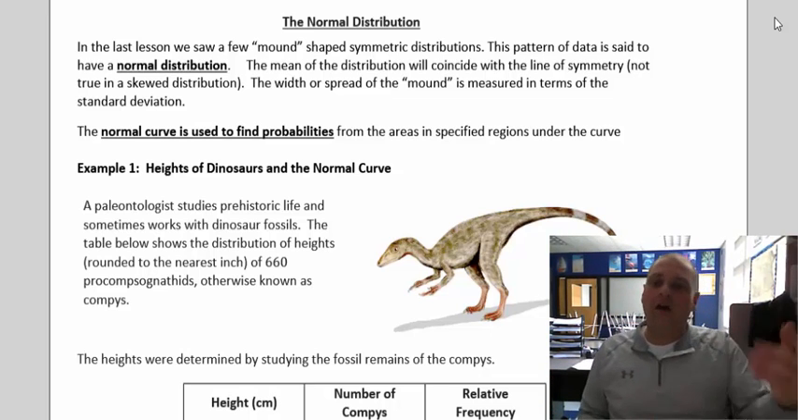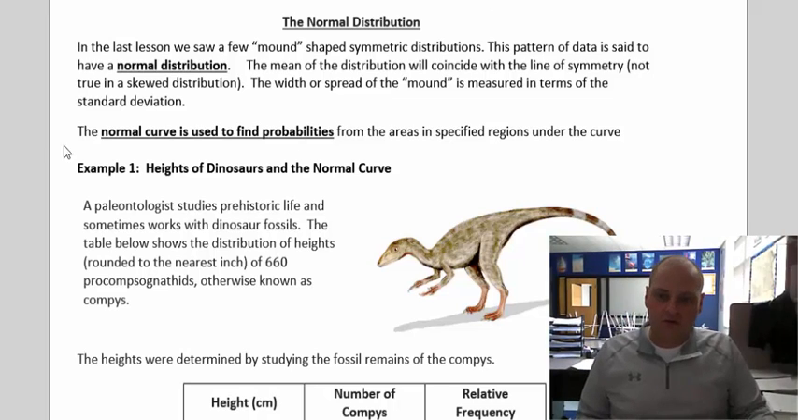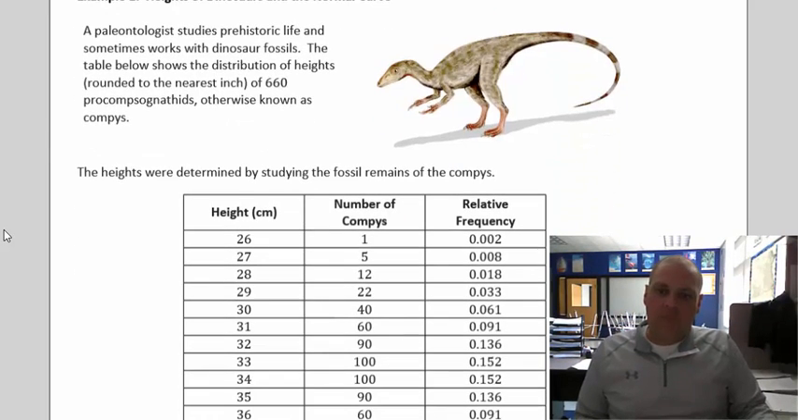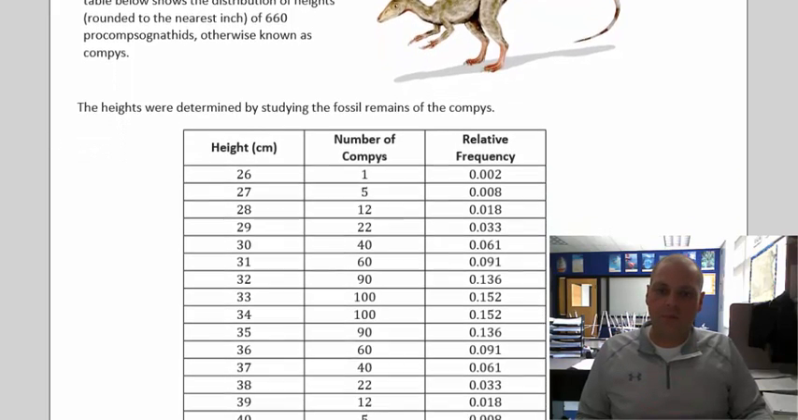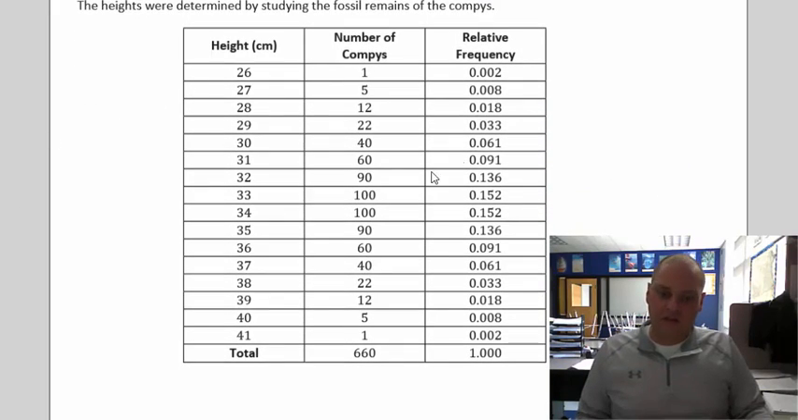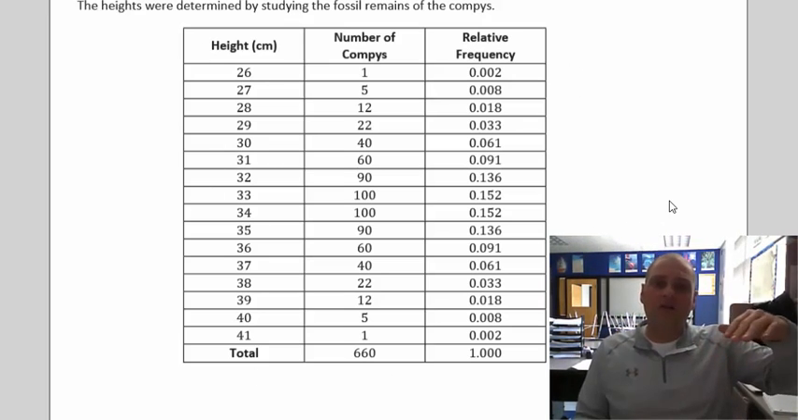Well, we could do the same thing. This example here is heights of dinosaurs, okay? A paleontologist studies prehistoric life and sometimes works with dinosaur fossils. The table below shows the distribution of heights rounded to the nearest inch of 660 procompsognathids, otherwise known as compies. The heights were determined by studying the fossil remains of the compies. And here's the data, right? So here's the heights. They range from 26 to 41 centimeters tall.